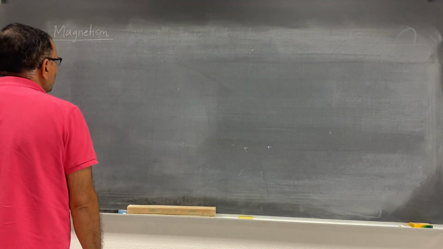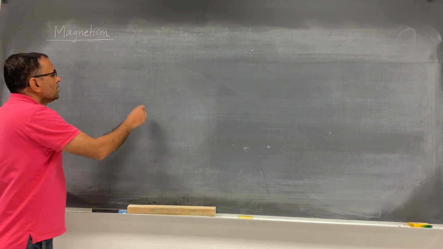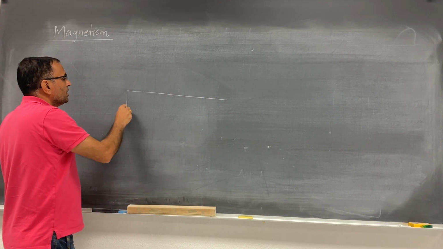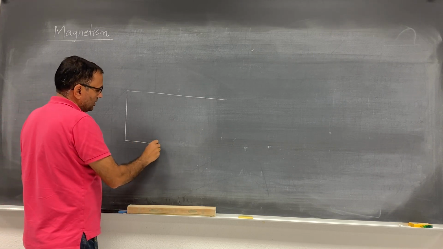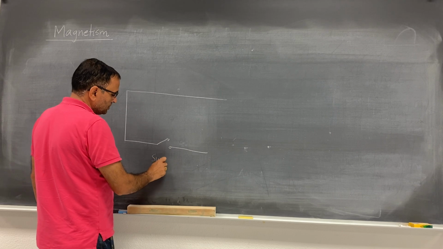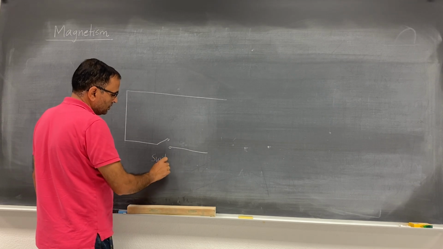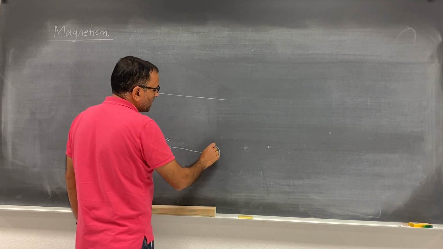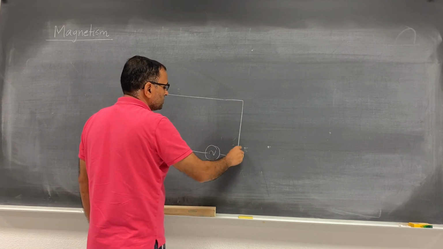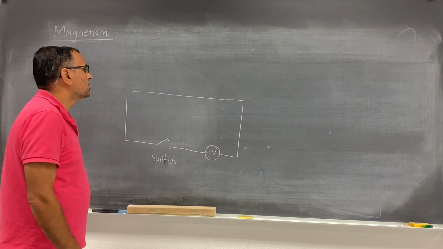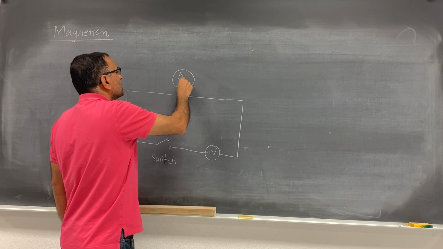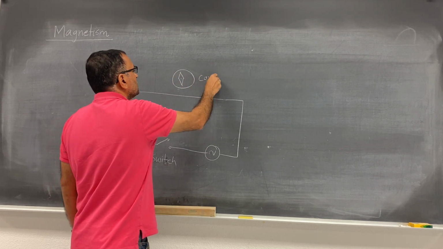And let us suppose you have a wire, this is the wire, and this is your switch, and here you can connect the current source, and right here, this is the compass needle.